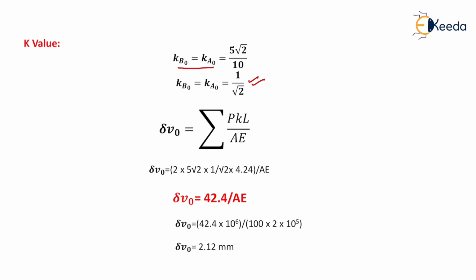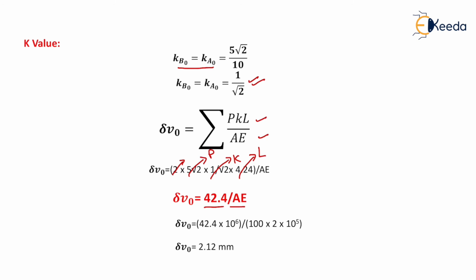On putting the values in the formula, that is summation of PKL upon AE, we will get delta V, or vertical deflection of joint O, equal to 2 into 5 root 2 into 1 by root 2 into 4.24 upon AE. Here 2 is used for the BO and AO members, 5 root 2 is the P value, 1 by root 2 is the K value as well as 4.24 is the length of the members AO and BO. By putting all these values, we will get delta V is equal to 42.4 upon AE.